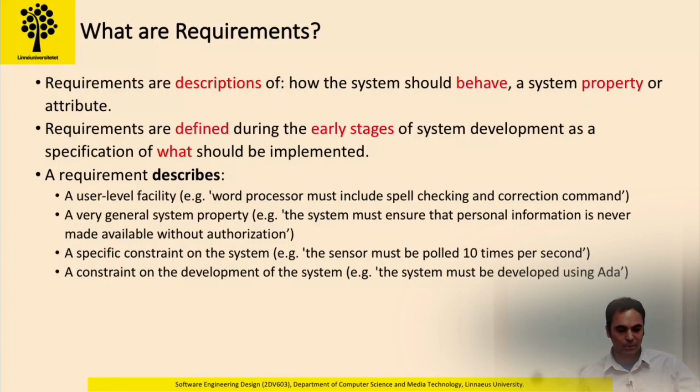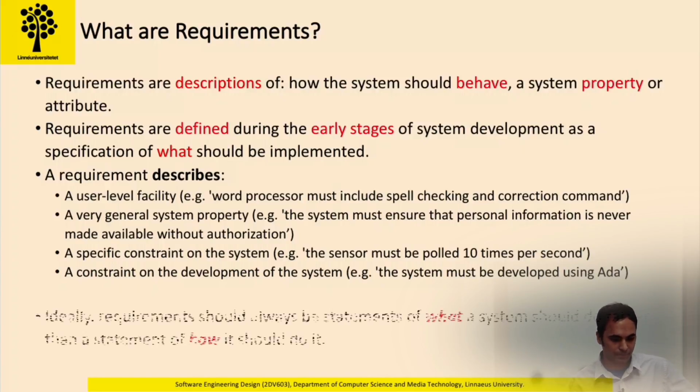And then there can also be a development constraint or technological constraint. So the system can be, or should be, or has to be developed using only Java or other languages like Ada. So these are different kinds of requirements from the different stakeholders, or different people who are engaged in the software development and with the software.